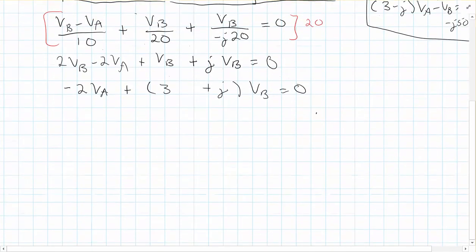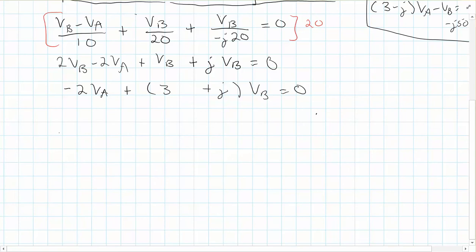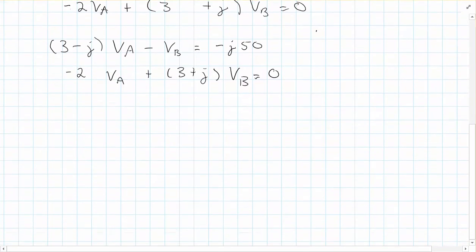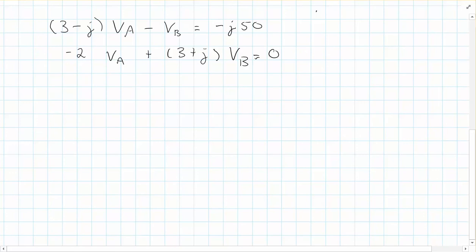I'm going to move up here now, move this down here. So I'm going to write these two equations that I've got. My first equation was 3 minus J VA minus VB is equal to minus J50. My other equation is minus 2 VA plus 3 plus J VB equals 0. Now the question is, how do we solve this system of equations? Now you could do kind of a, oh, this top equation is easy to solve for VB.